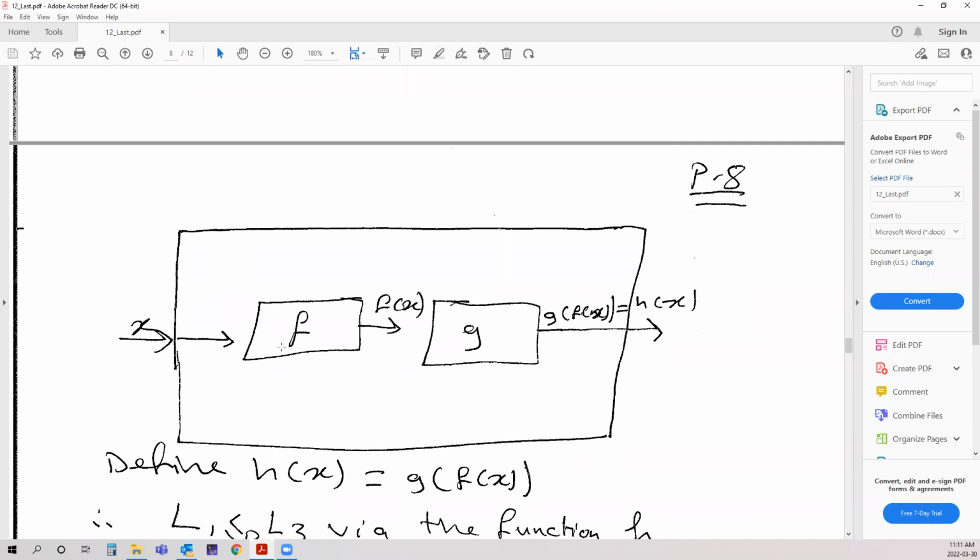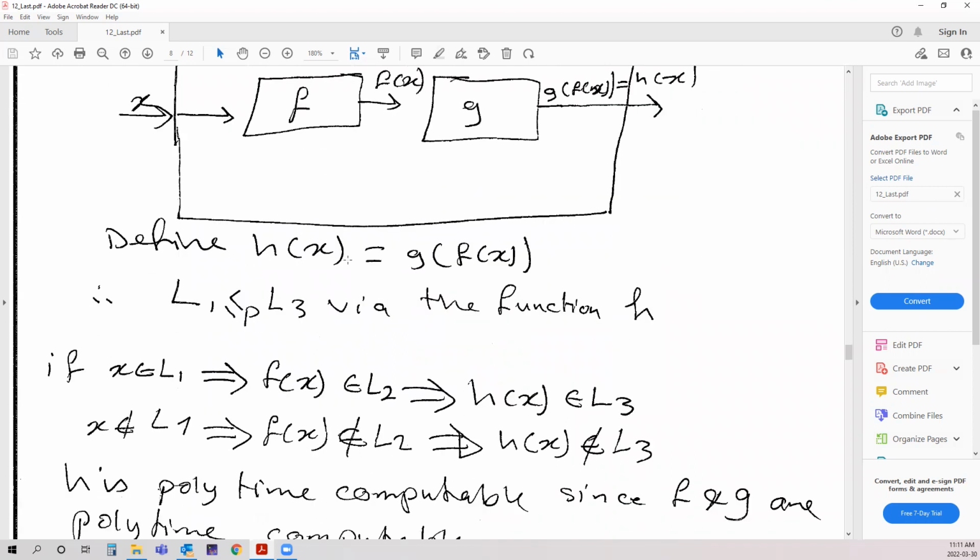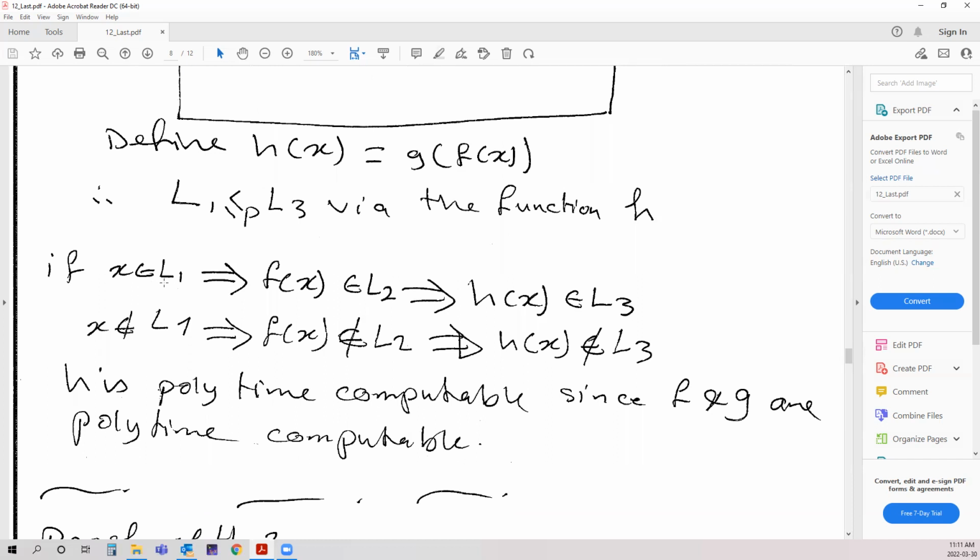Here, we put x, f of x could be reduced to g of f of x, and thus we define h of x equal g of f of x. Then L1 could be reduced to L3 via function h. If x belongs to L1, that means f of x belongs to L2 and h of x belongs to L3. If x does not belong to L1, then f of x does not belong to L2, and h of x does not belong to L3.